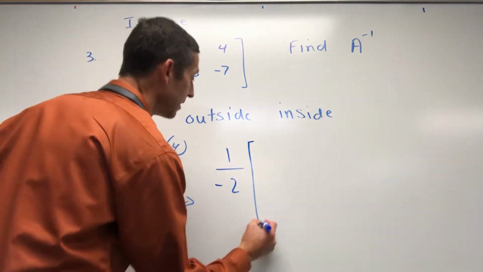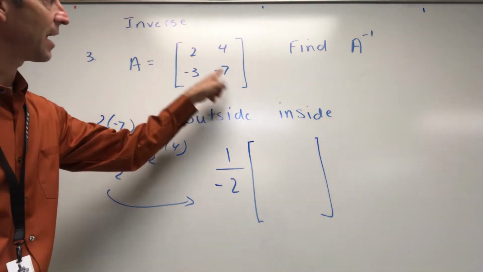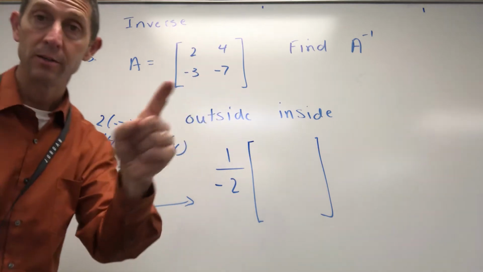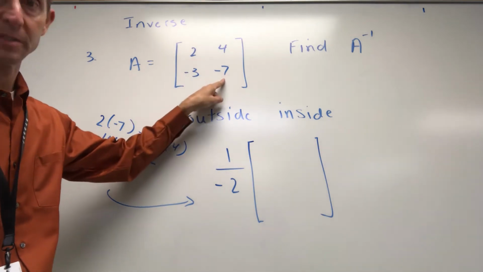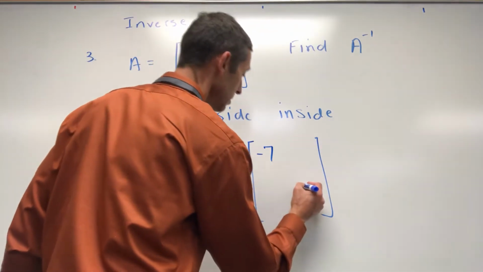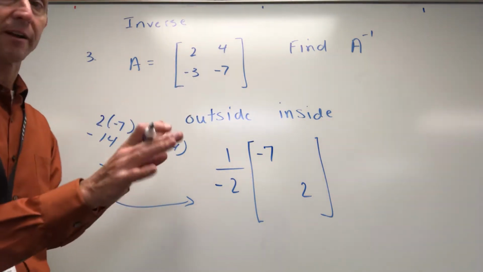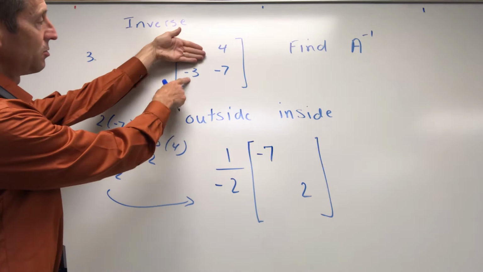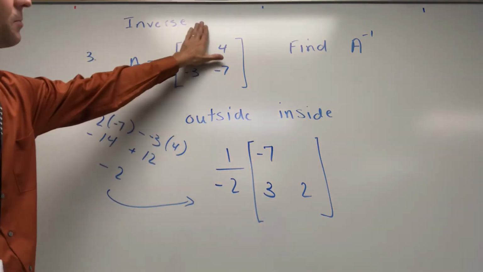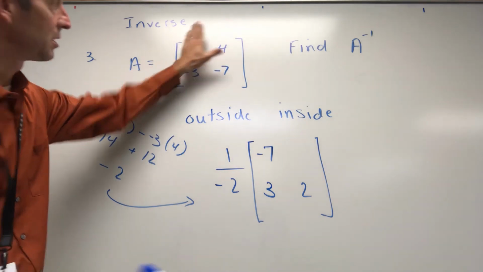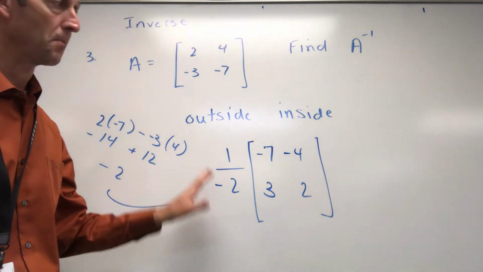The inside of your matrix has a couple rules you got to remember. Your main diagonal, the 2, negative 7, trades places. So the negative 7 goes up there, the 2 comes down. So main diagonal trades places. The second diagonal, they stay there, but you just change your sign. So negative 3, whatever is negative, change it to positive. What do we got up here? Positive 4, change it to negative 4. So this is your inverse matrix.